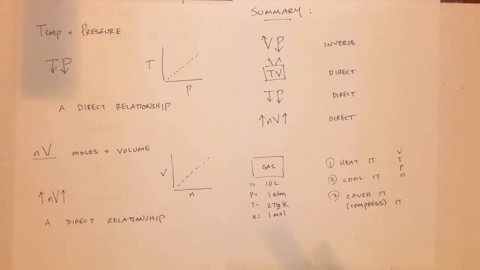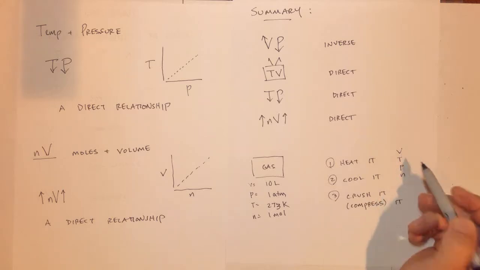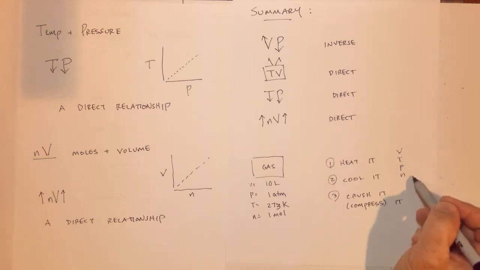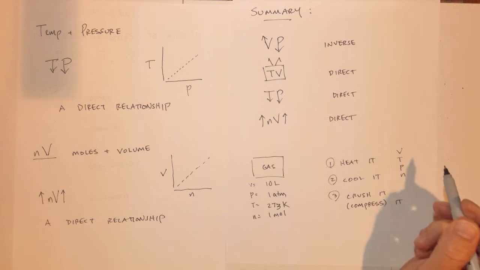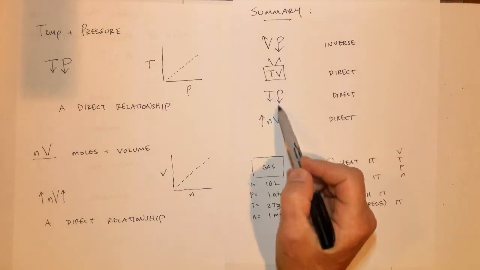How about if we cooled it? Well, the opposite would happen to some of the things. The volume would remain the same, of course. The number of moles of gas would remain the same because we didn't open the container or change its size. And then the temperature, of course, would go down, the molecules would slow down, and the pressure would also go down.